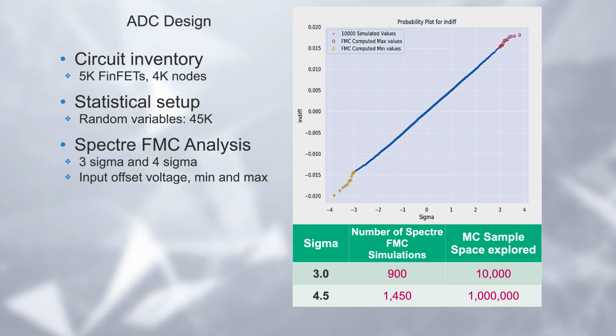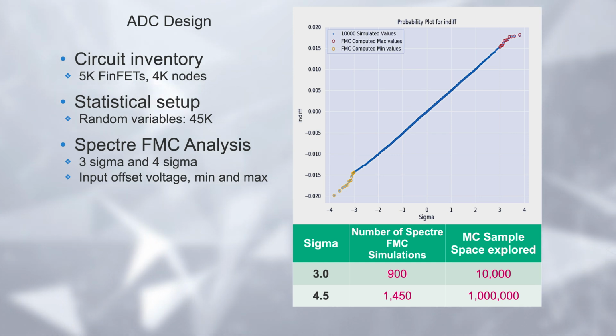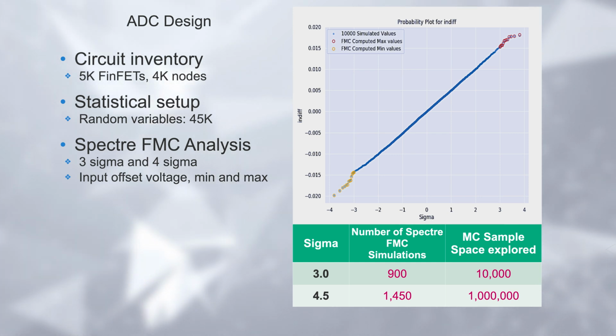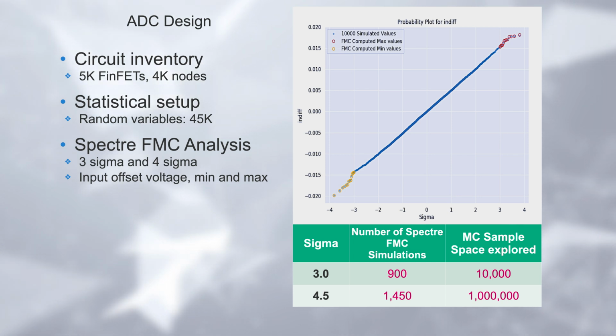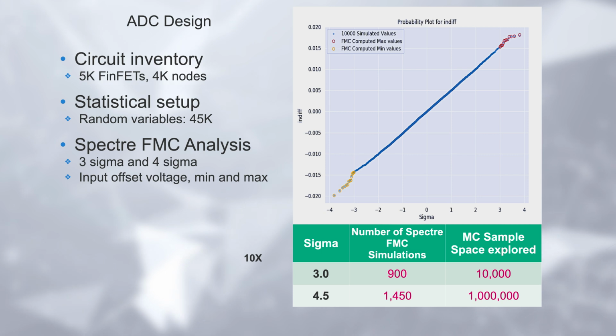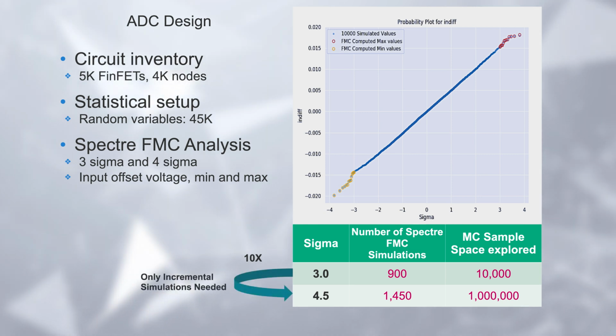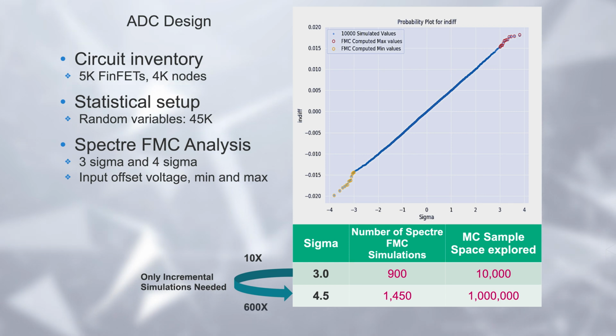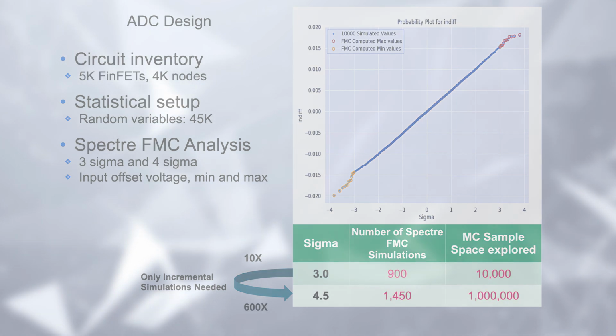Here is another example from a FinFET-based ADC design for 3 sigma verification. Spectre FMC analysis took only 900 simulations for a 10x speedup, avoiding 10,000 Monte Carlo simulations. And after 3 sigma verification, doing a 4 sigma verification needs only a few incremental simulations.